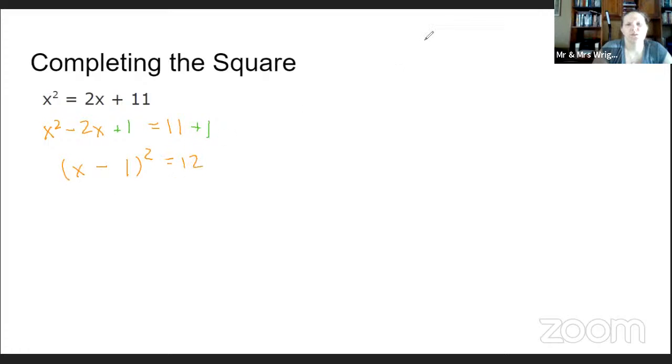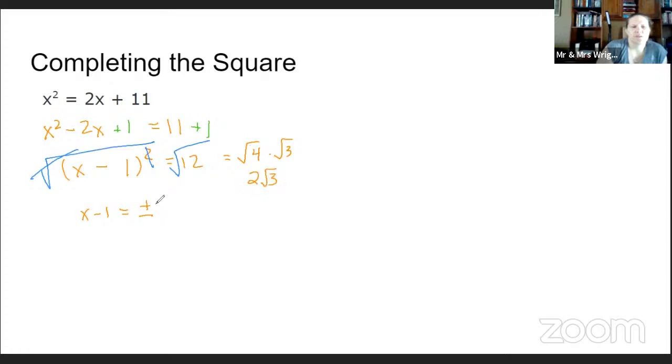So in order to get rid of that square there, I need to square root both sides. And so I'm going to be left with x minus 1 equals plus or minus. Let's think about 12 for a minute. The square root of 12, I can simplify. 12 is 4 times 3. So it's the square root of 4 times the square root of 3. And the square root of 4, I know, that's a perfect square. So it's 2 square root of 3. So that's what I'm going to write here as my answer, because you should always simplify your radicals, simplify your square roots.